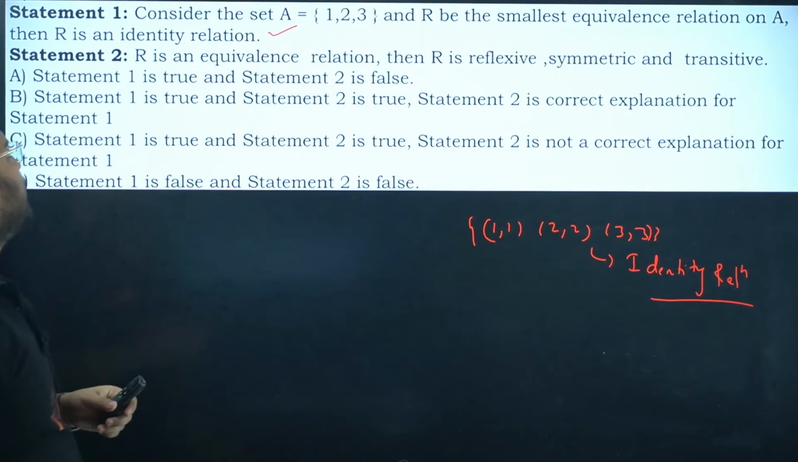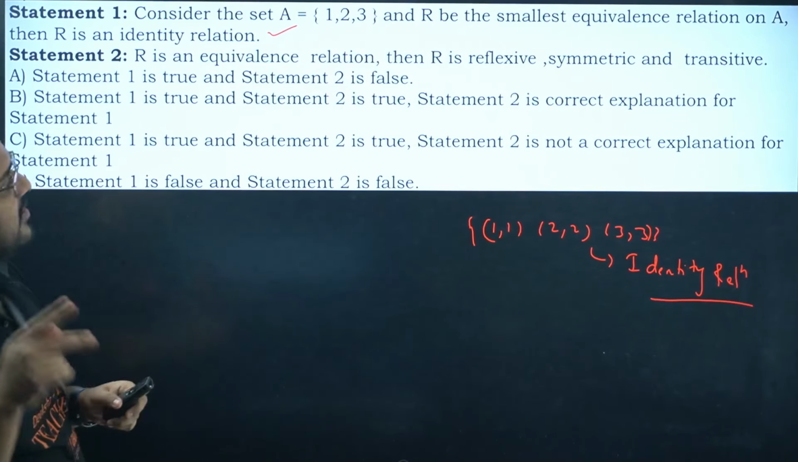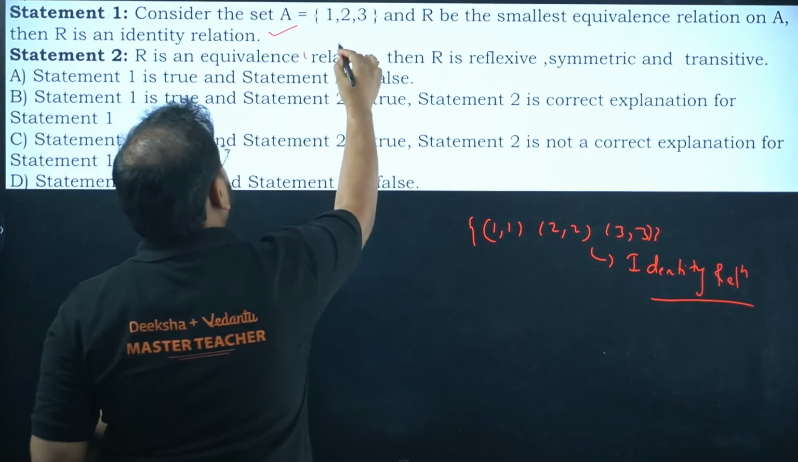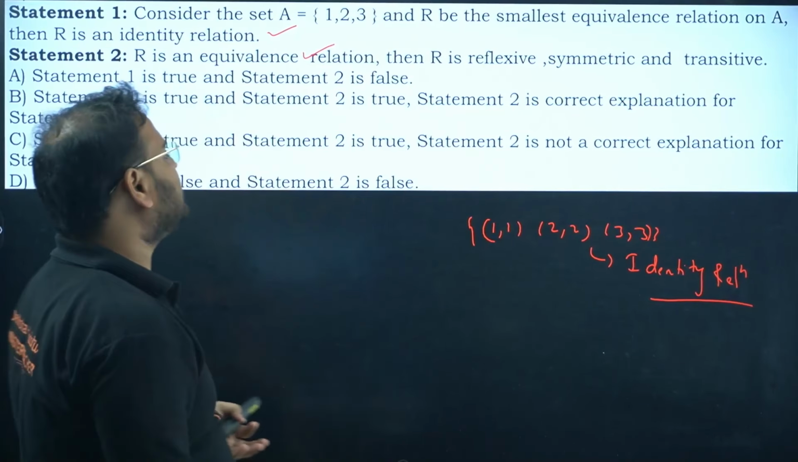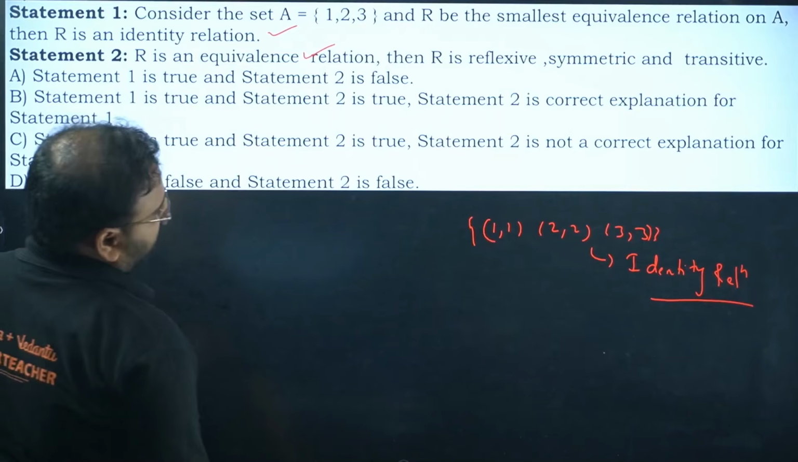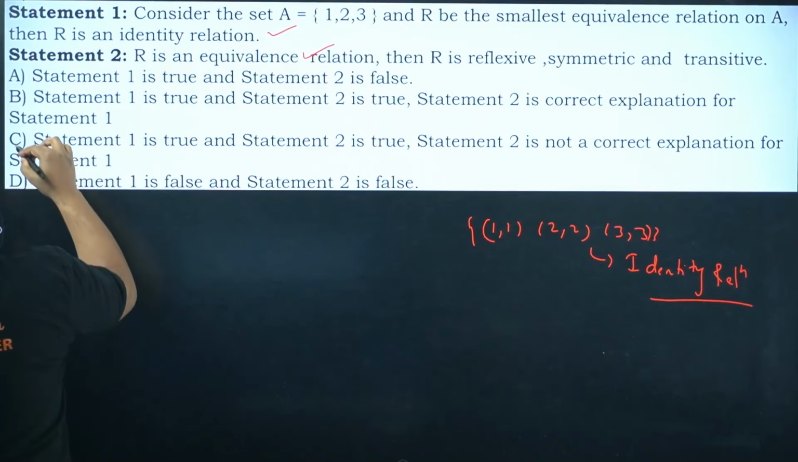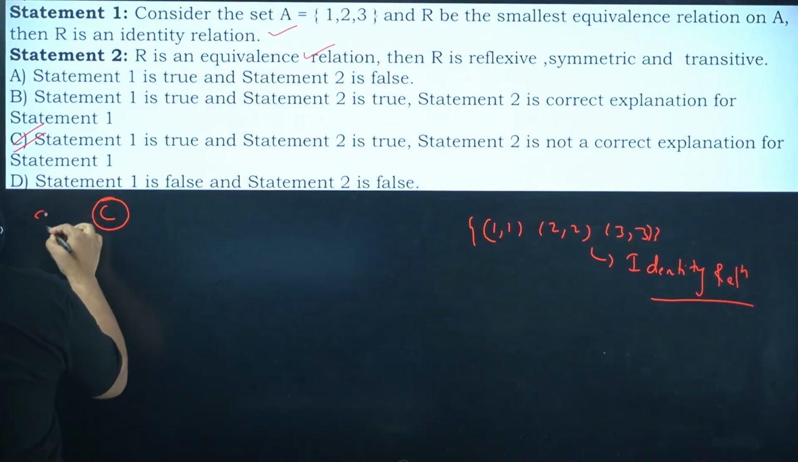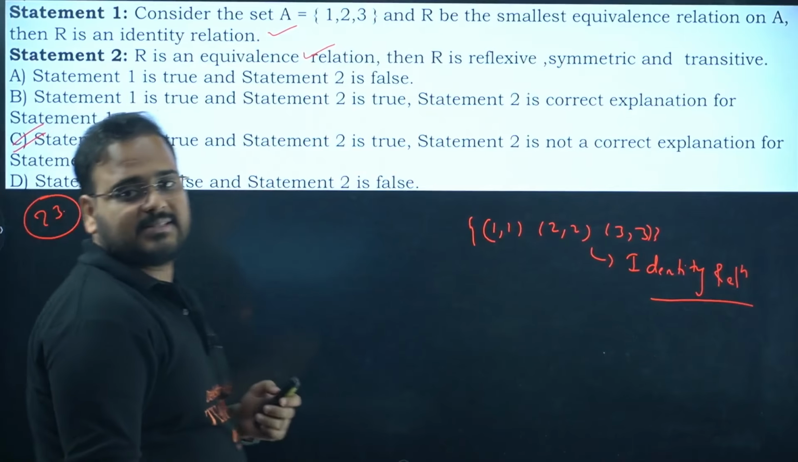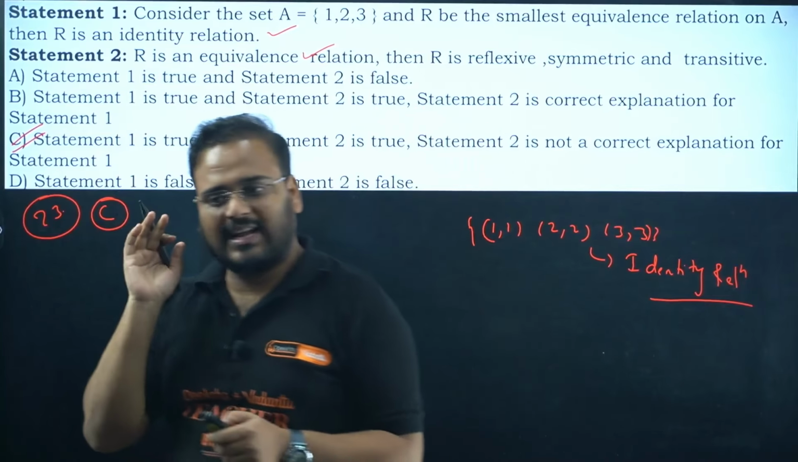Statement number 2, R is the equivalence relation. R is reflexive, symmetric and transitive. Correct, true. But it doesn't talk anything about the identity relation. So both are true but statement 2 doesn't explain statement number 1. Option C is right. Question number 23. Okay guys, makes sense? All right, can I move on?